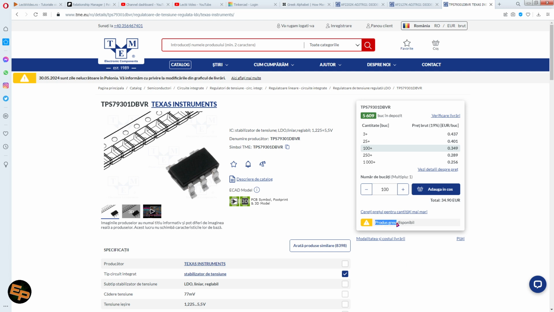Now, it is true that this particular distributor gives us a warning that apparently this model of chip is hard to obtain. So I'm guessing the production is not so good right now, but I don't think these 5,600 pieces will go out of stock anywhere soon. So I'm pretty confident to add this model on the list.